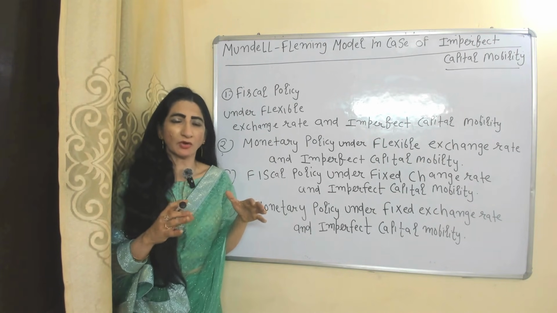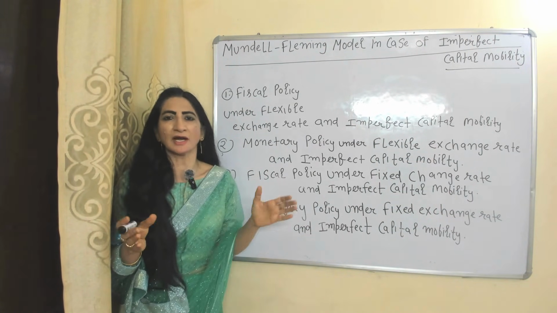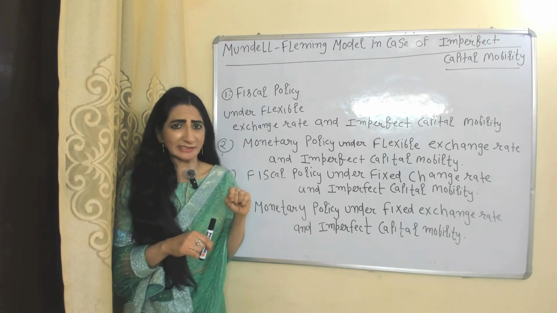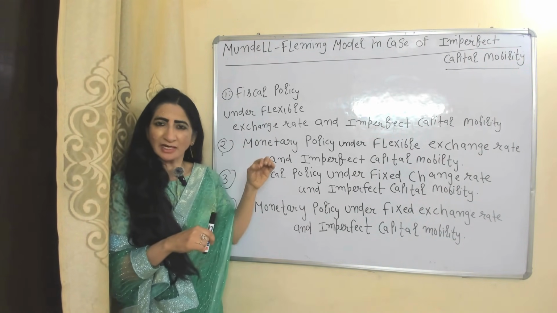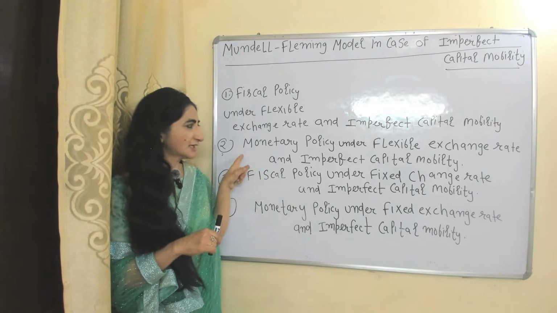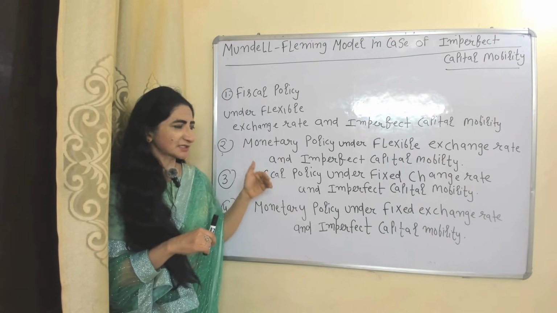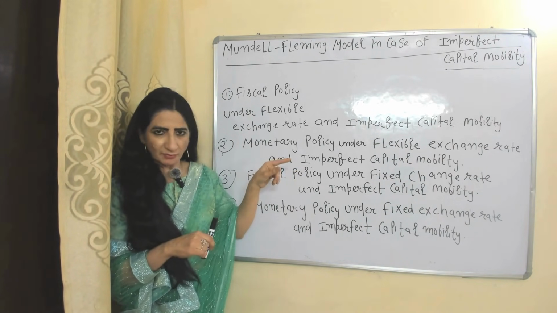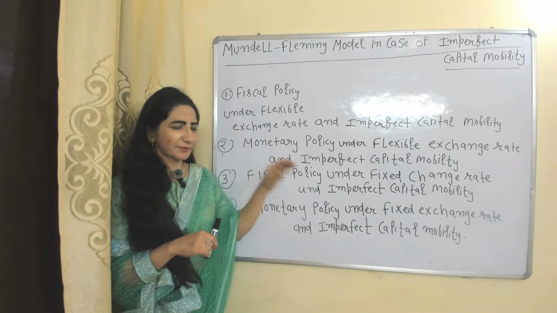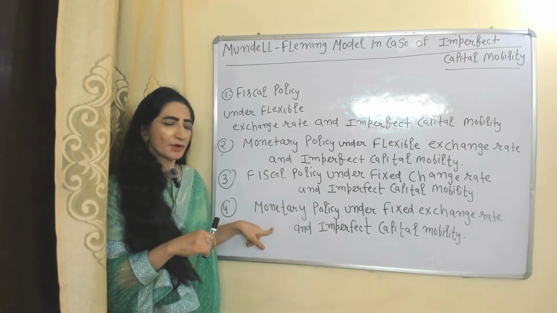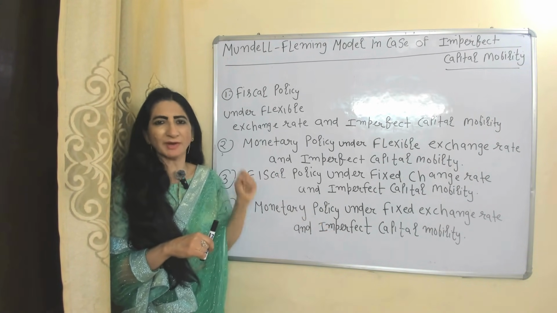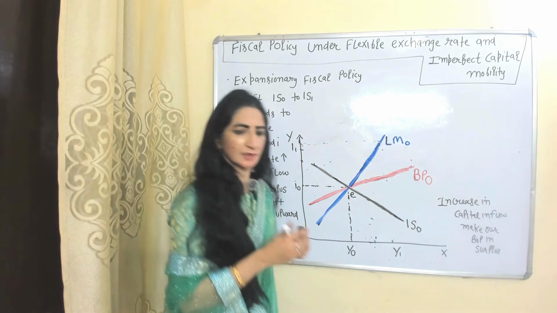Today we are going to talk about Mundell Fleming Model under Imperfect Capital Mobility. We will see four cases. First, fiscal policy under flexible exchange rate and imperfect capital mobility. Second, monetary policy under flexible exchange rate and imperfect capital mobility. Third, fiscal policy under fixed exchange rate and imperfect capital mobility. Last, monetary policy under fixed exchange rate and imperfect capital mobility. One by one we discuss each.